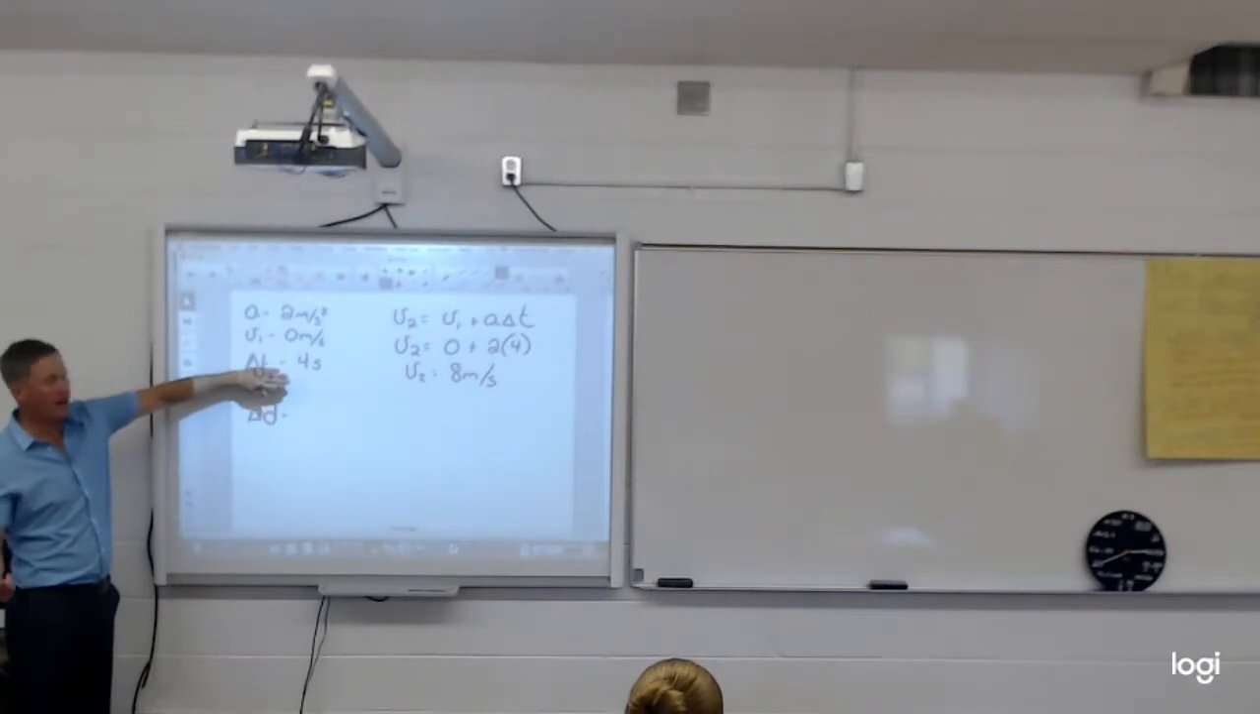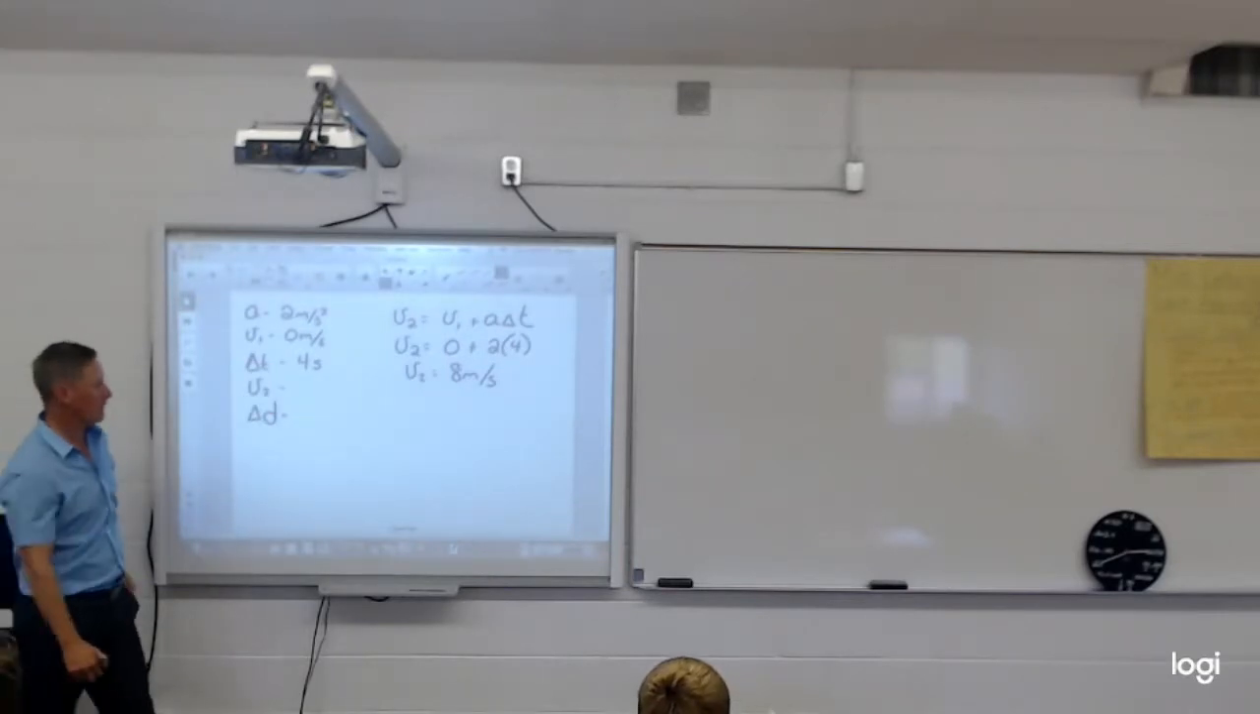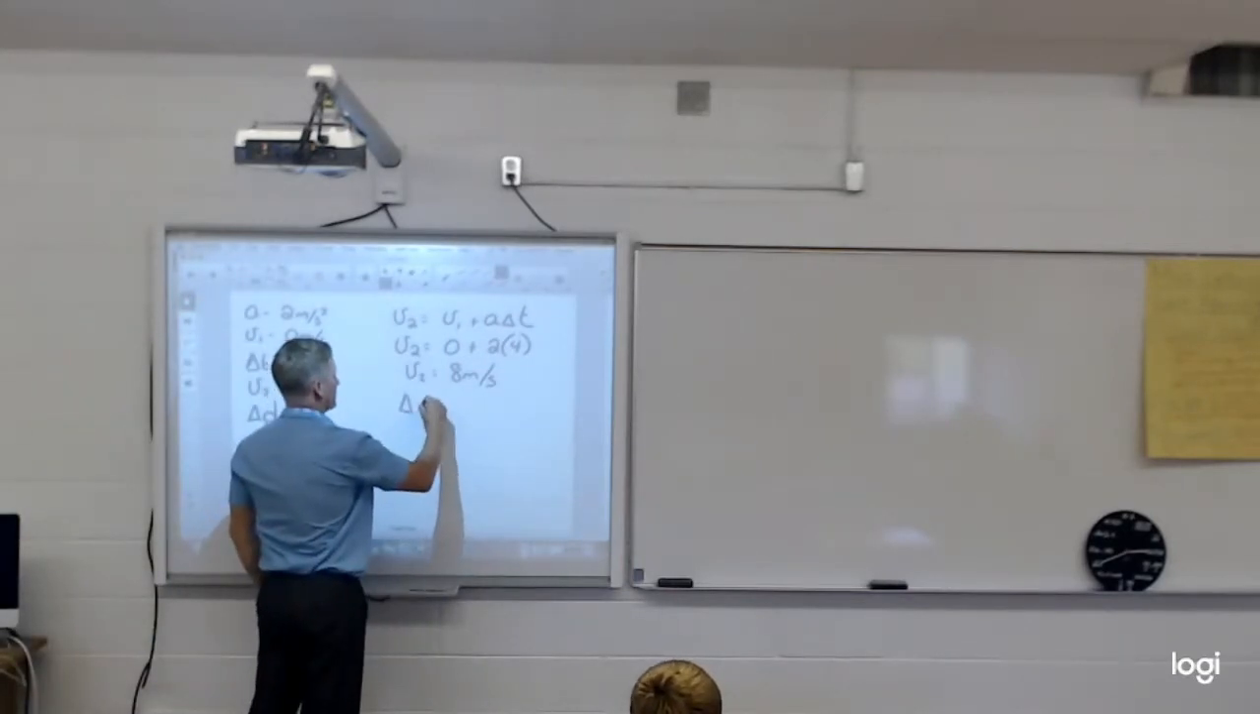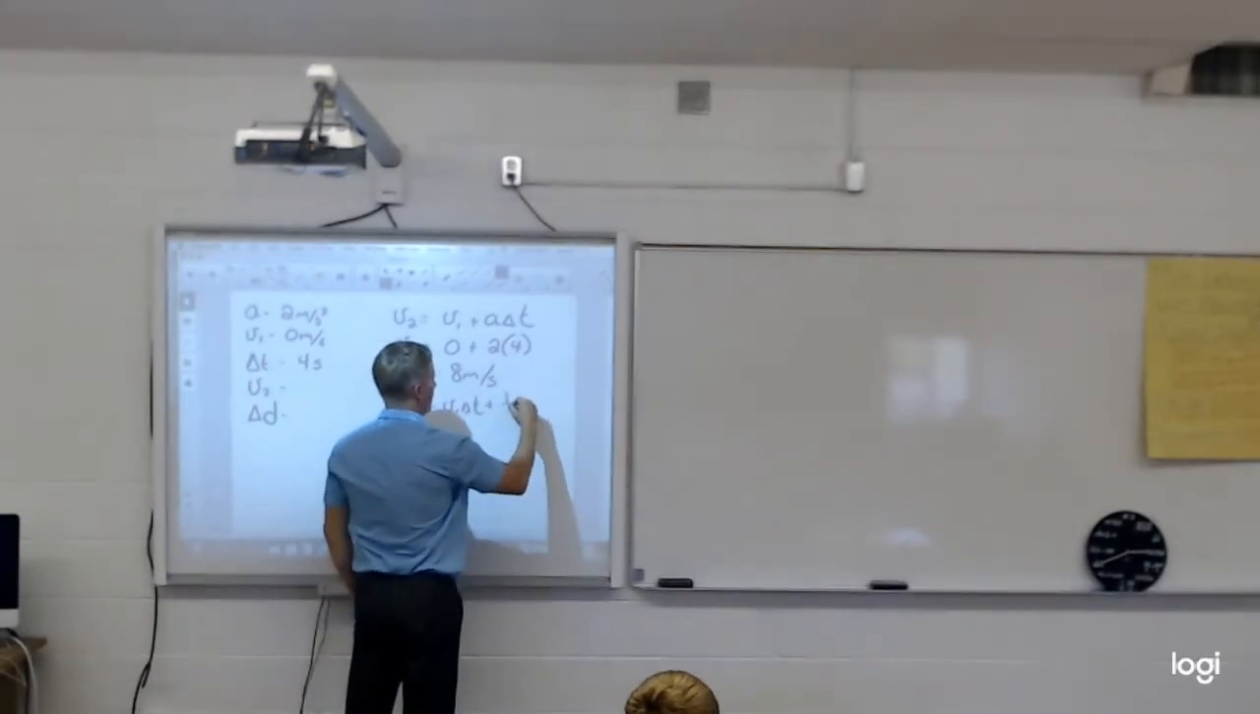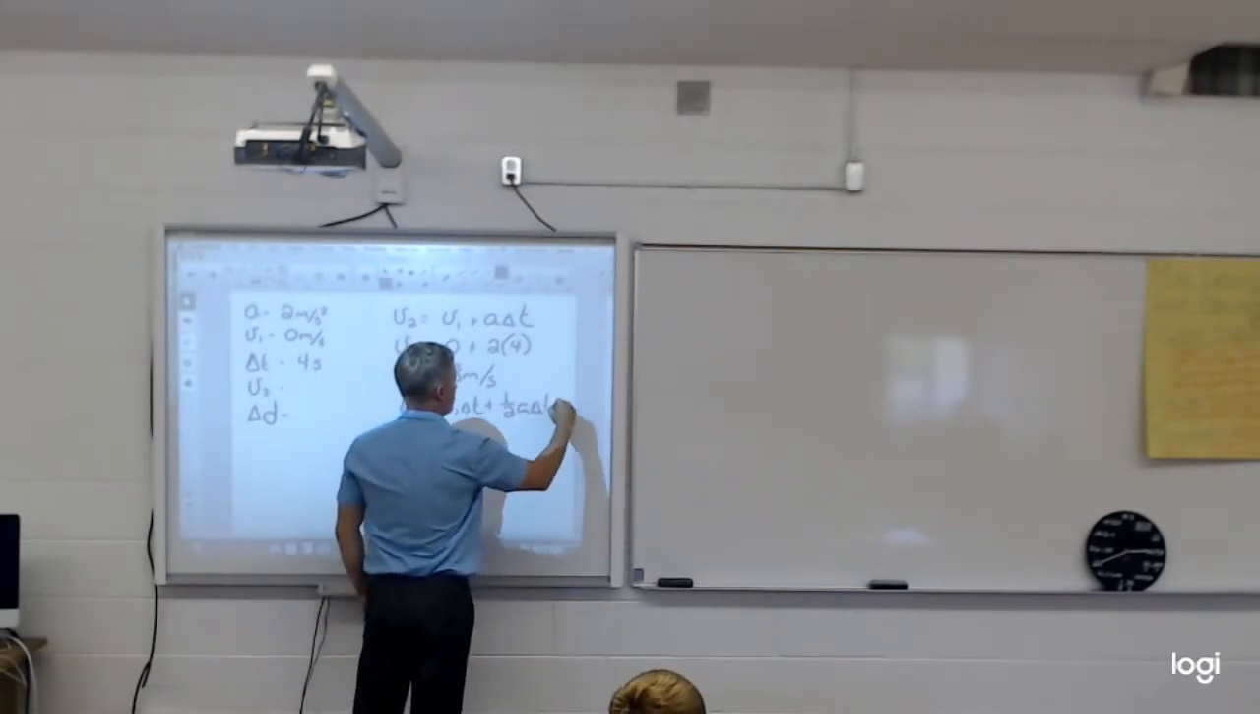The third one deals with a, V1, t, and d. That's the guy you're going to use a lot. d equals V1 delta t plus 1/2 a delta t squared.